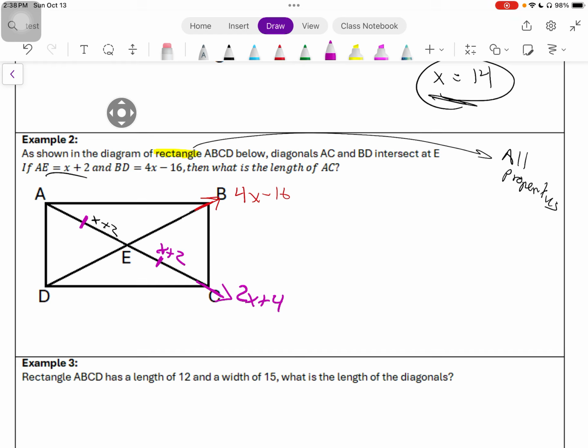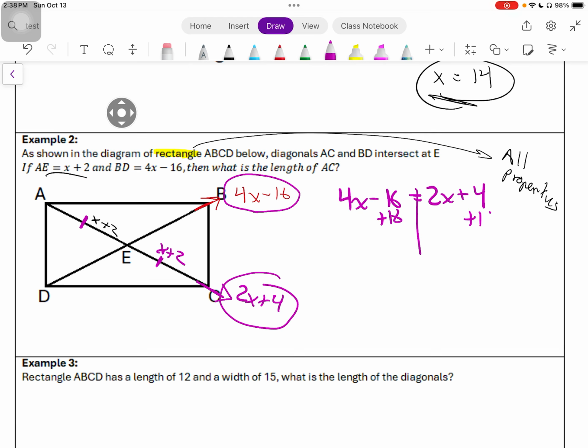The next property that we talk about is the rectangle property, that diagonals are congruent. All right, so we're going to use that. These two things are going to be congruent. So we have 4x minus 16 equals 2x plus 4. We can solve this. We can add 16 to both sides, subtract the 2x from both sides, and we'll come away with 2x equals 20, which means x equals 10.